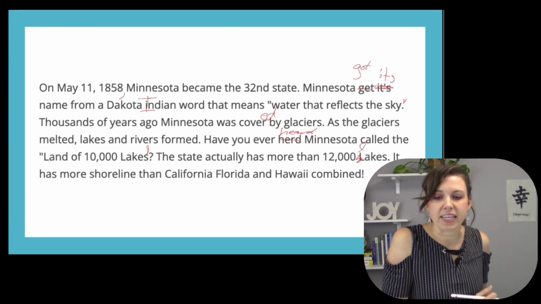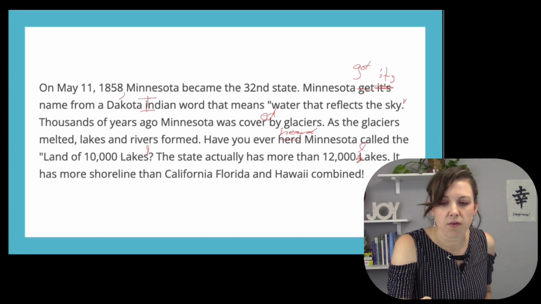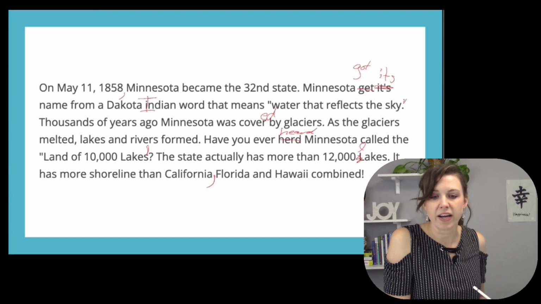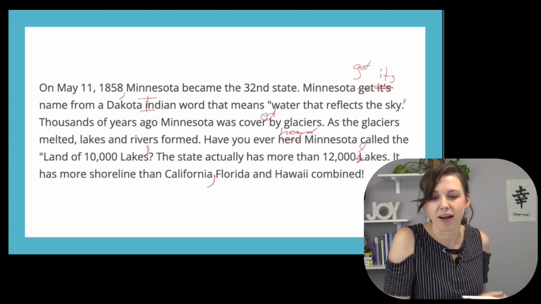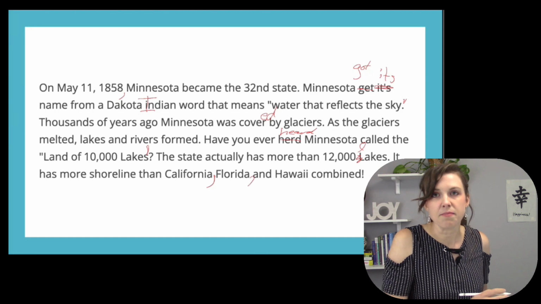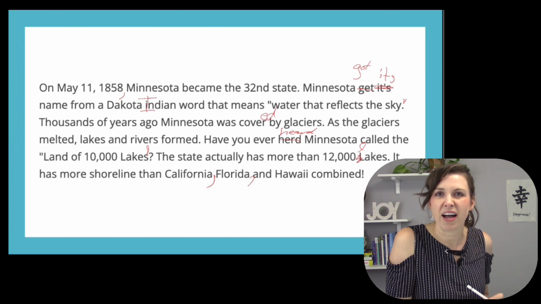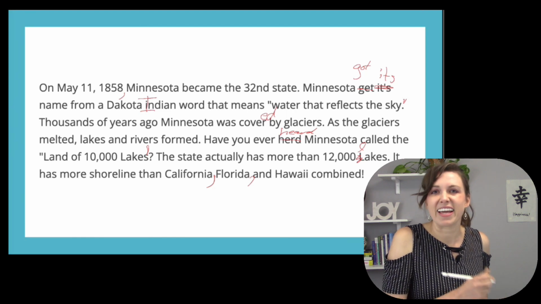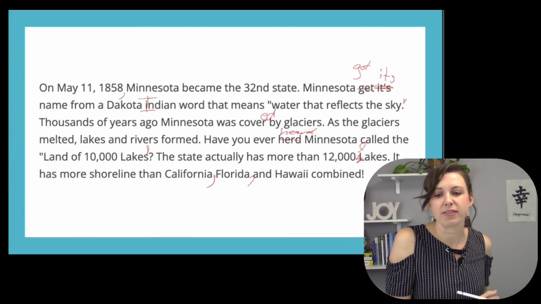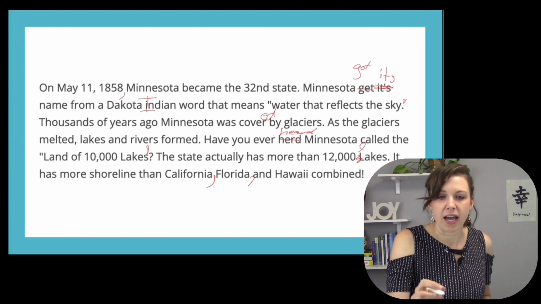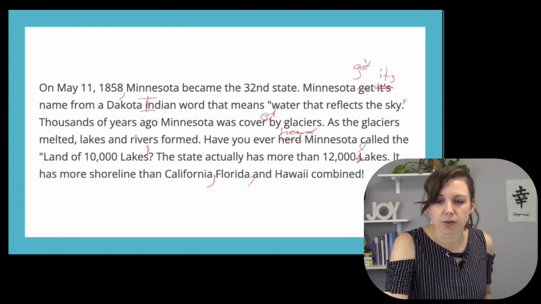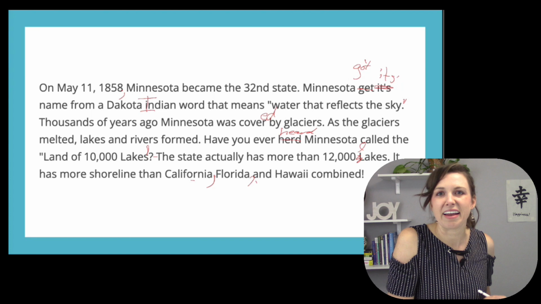It has more shoreline than California, Florida, and Hawaii combined. So California should actually have a quote right after it. California, Florida, and Hawaii combined. You could put a comma right there as well. That's called an Oxford comma. It's an optional comma. I've actually started to put commas in right before the and in a series, but it really doesn't matter. So how many do we have here? We have 1, 2, 3, 4, 5, 6, 7, 8, 9, 10, 11 with that extra comma.